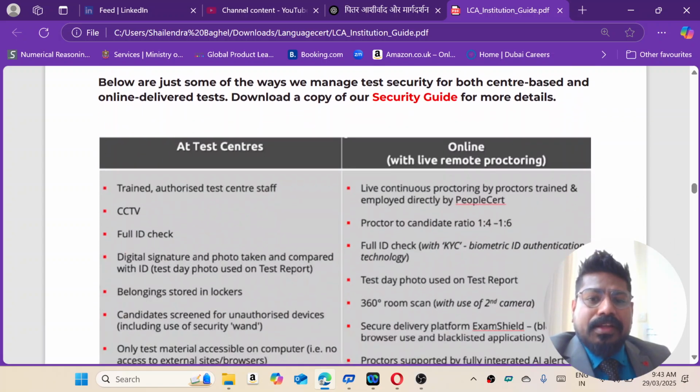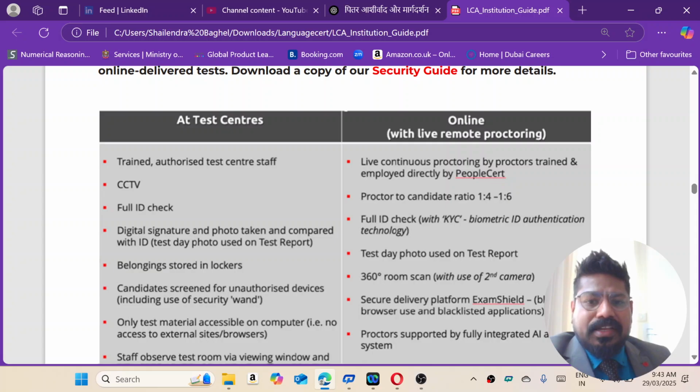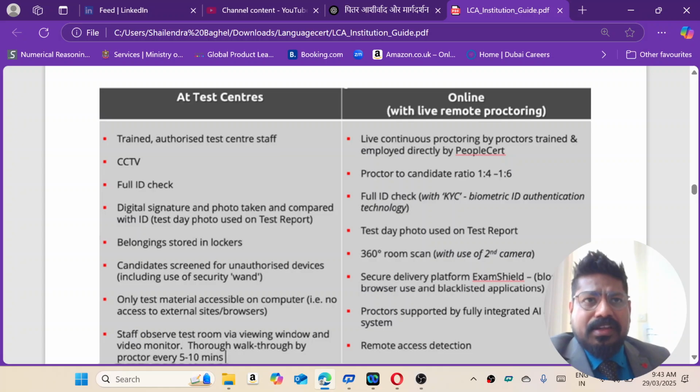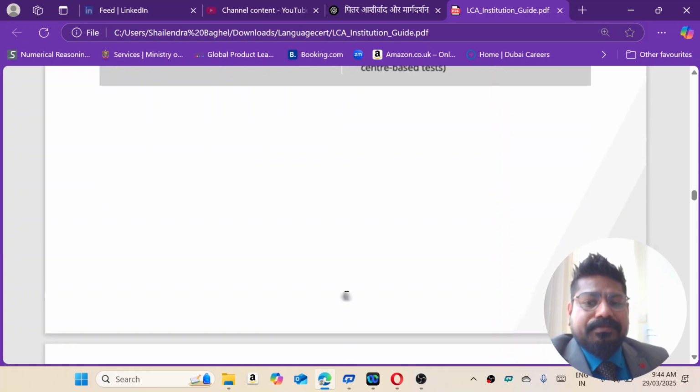Alright, so again, as I said, 2 types of test: at test centers and online. If you have booked through a test center, then आपको कुछ ज़्यादा करने की ज़रूरत नहीं है. Just follow the process they are saying, and the rest of the logistics is their responsibility. However, when you are doing it online, the logistics responsibility is also with you, which includes a good internet connection, your machine, and the installation of ExamShield software. So these things are important.